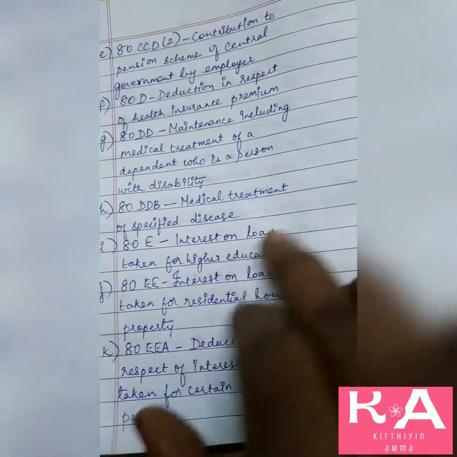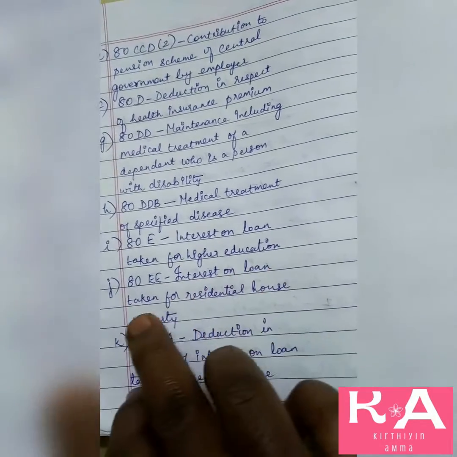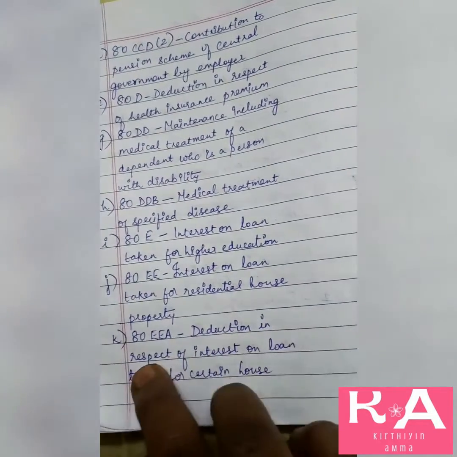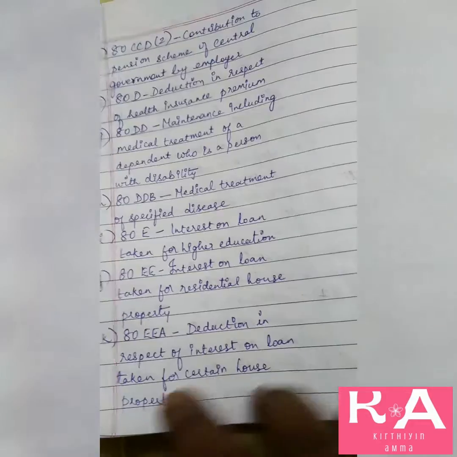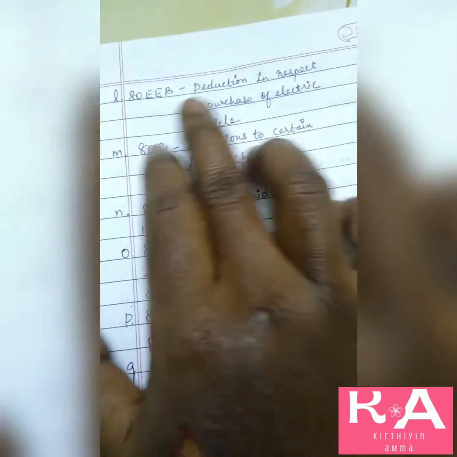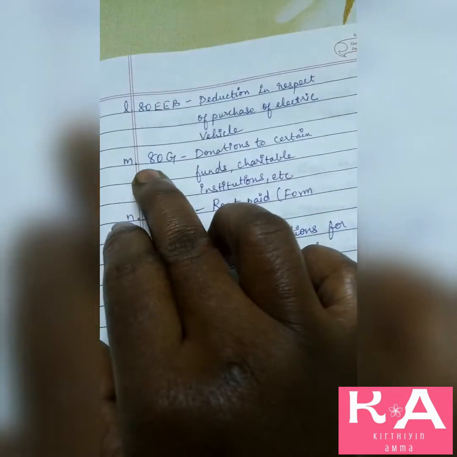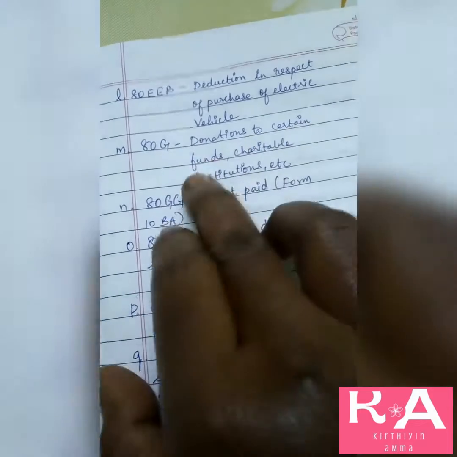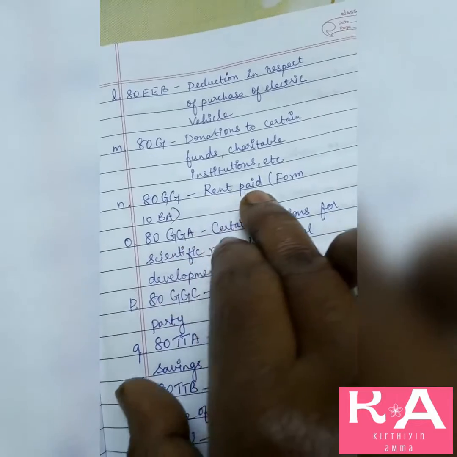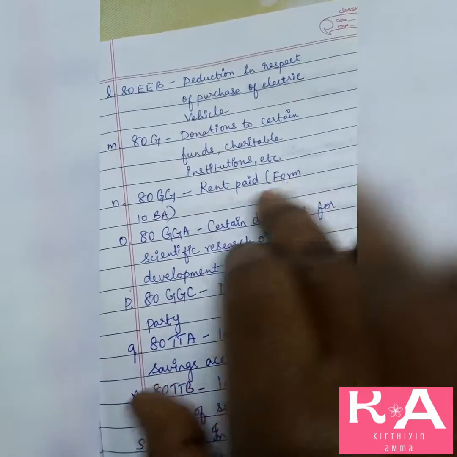80E is interest on loan taken for higher education. 80EE, interest on loan taken for residential house property. 80EEA is deduction in respect of interest on loan taken for certain house property. 80EEB is deduction in respect of purchase of electric vehicle. 80G is donations to certain funds, charitable institutions, etc. 80GG is rent paid. So this must be supported from Form 10BA.